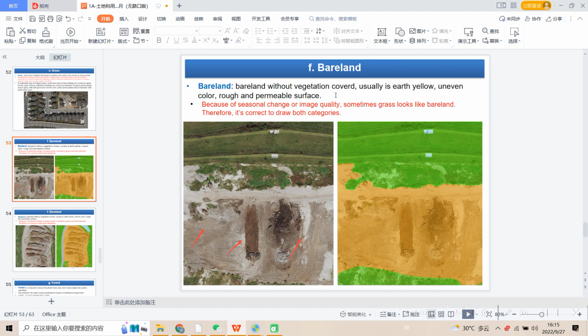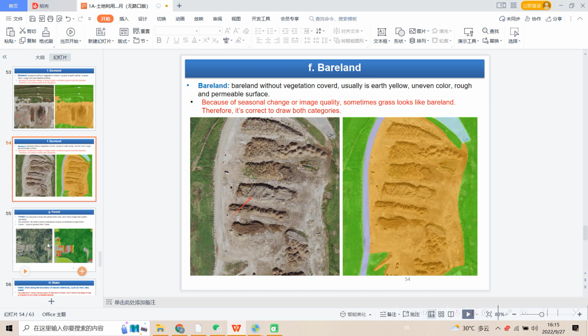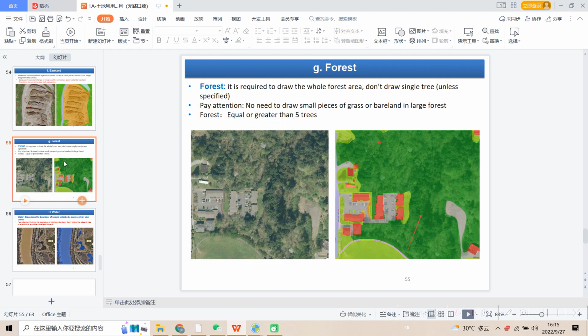So bare land without vegetation cover is usually earth yellow, with uneven color, rough, and a permeable surface. Because of seasonal change, or image quality as well, the grass will look like bare land. So it's okay to draw both categories either way. All right, so more examples. With bare land, sometimes the middle part could be grass, but it's not very clear. So it's okay to draw the whole area as bare land.